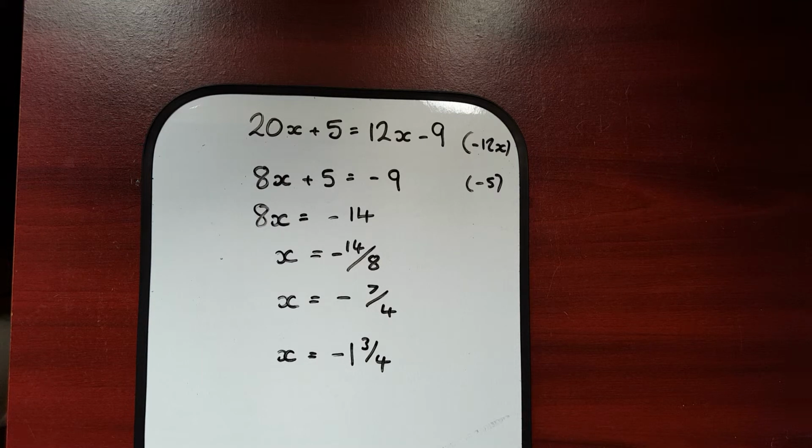Don't ever forget that when something crosses the equals sign, it changes its operation. Plus becomes minus, minus becomes plus. And on the more difficult questions in the video that follows this, divide and multiply switch places as well when we take them across the equals sign.